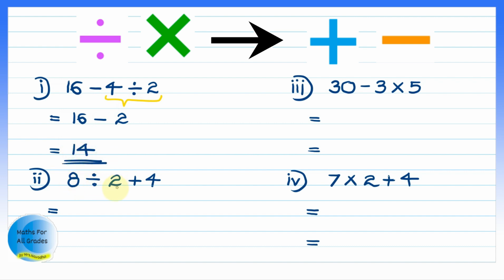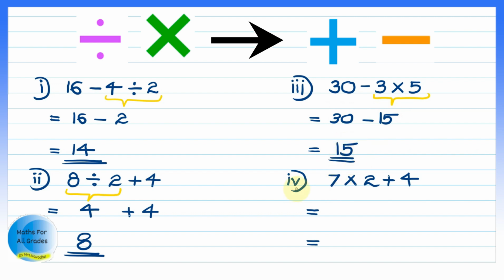Problem number 2. 8 divide 2 plus 4. We have division and addition. We do the division first. You know it has more power. 8 divided by 2 equals 4. Write it below. 4 plus 4 equals 8. So this is the final answer. Problem number 3. 30 minus 3 times 5. We have subtraction and multiplication. We go for the multiplication first. 3 times 5 equals 15. 30 comes here. Now 30 minus 15 equals 15.